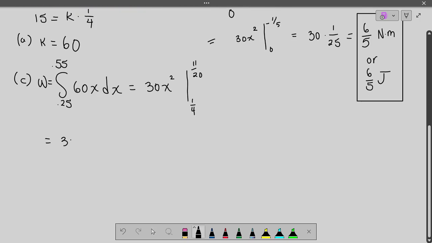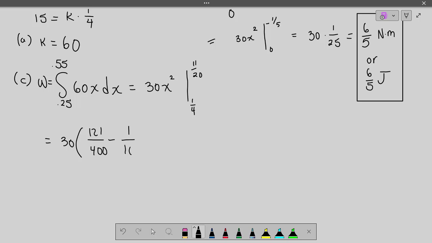And so whatever this ends up being, we would take that and make that 121 over 400 minus 1 over 16, and whatever that simplifies to. And again, that will be units of Newton meters or joules, either one. I don't care which one you use. But if it doesn't say to approximate, we should leave that final answer as a fraction. You don't want to type it in and get a decimal. One of the nicest features of our modern calculators is turning decimals into fractions. And Desmos, that's so convenient.